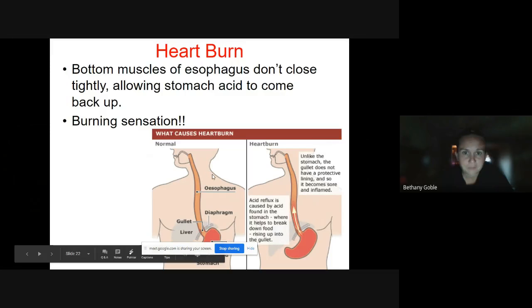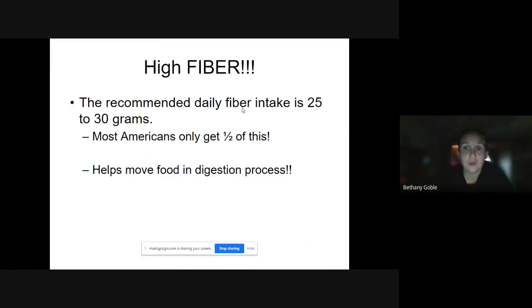All right. High fiber. The recommended daily fiber, like every American should get about 25 to 30 grams. We only probably get half of this, right? And what does fiber do? Literally, it helps move your poop around. Okay, I told you guys if we have blockage in our intestines, it could cause a lot of issues. One of them is being appendicitis, but that's what helps move your poop around.